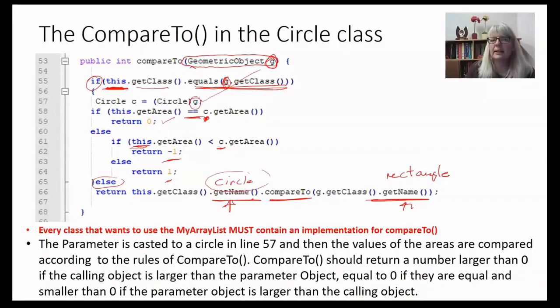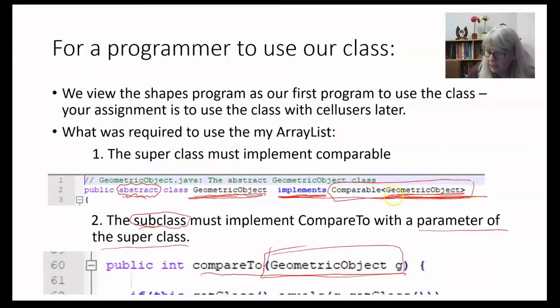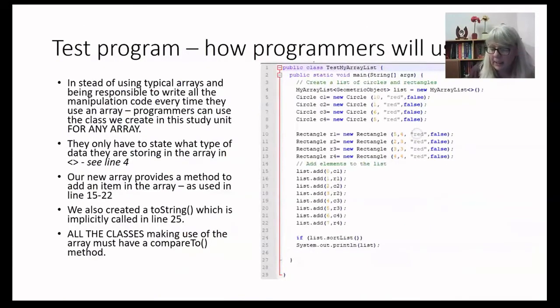But the red line here is of major importance. It says that if you want to use the myArrayList, you must include an implementation of compareTo, not any one of the superclass. Because why the superclass? Because it's the superclass that implemented Comparable, and in the driver it's the superclass we give there to myArrayList to say this ArrayList is going to be full of the superclass.